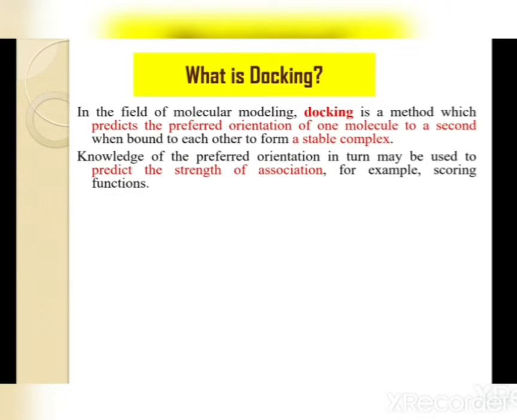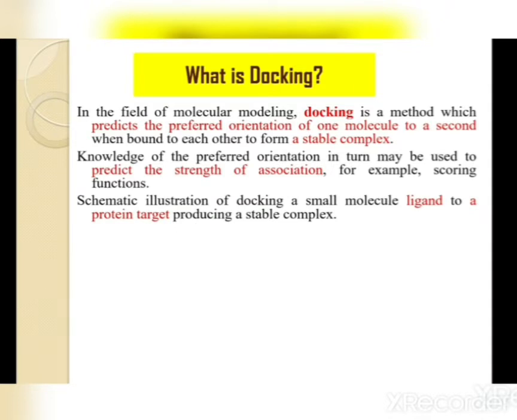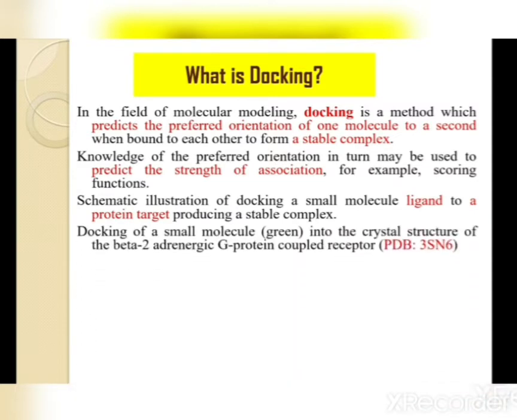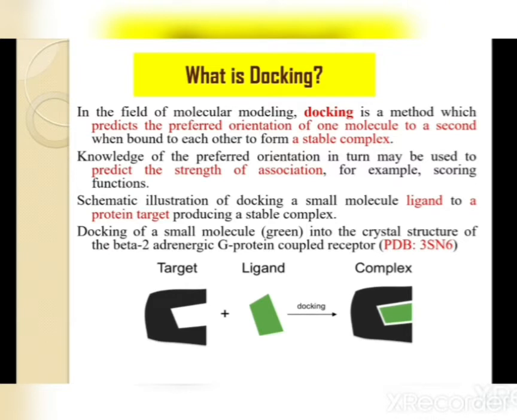For example, scoring functions. Schematic illustration of docking a small molecule ligand to a protein target producing a stable complex. Example: docking of a small molecule, shown in green, into a crystal structure of beta 2 adrenergic G protein coupled receptor, shown in black, PDB 3SN6. By this figure we can easily understand docking. Docking is when the ligand binds with the target and they form a complex. That complex is the docking. So for that purpose we have to understand the ligand and target structure.